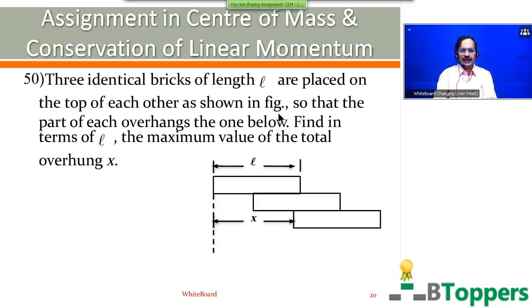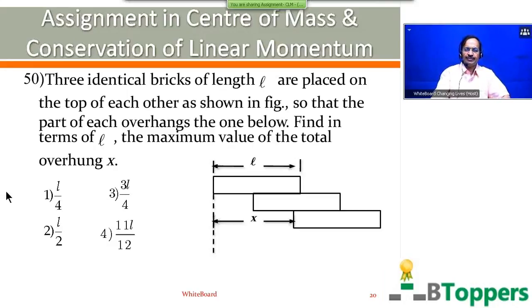3 identical bricks of length small l are placed on the top of each other as shown in the figure, so that the part of each overhangs the one below. Find in terms of length L the maximum value of total overhang X. Here L is the length of each brick. There are 4 options on screen. Come on, try to answer the question.